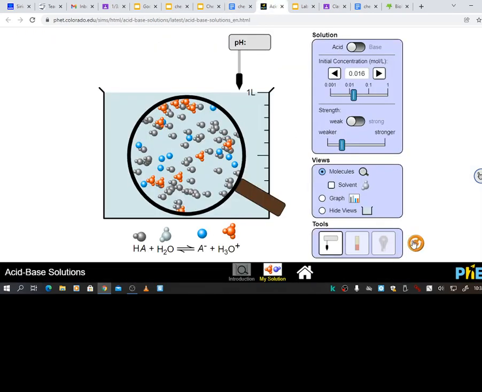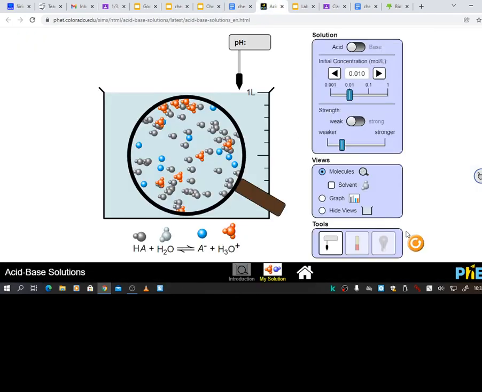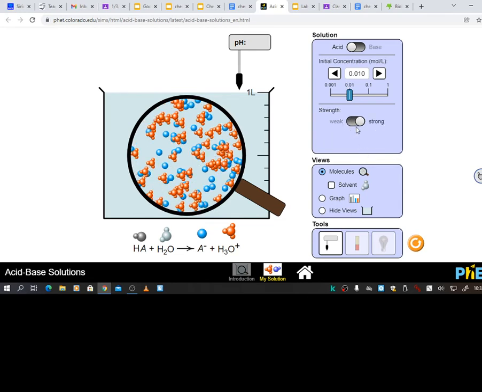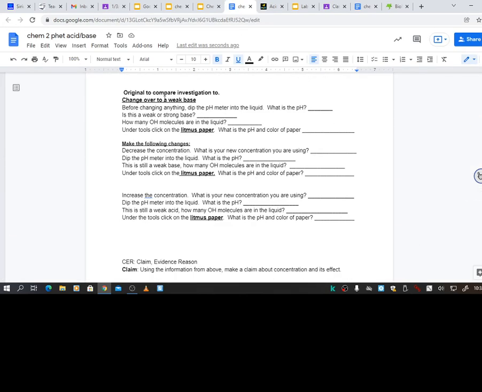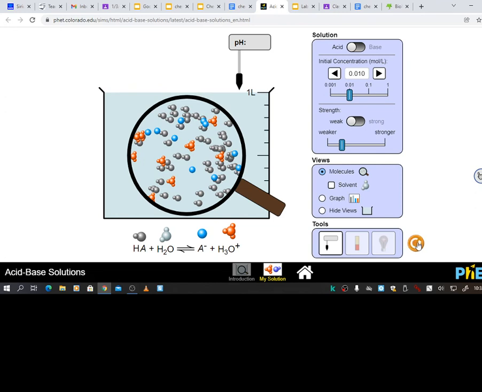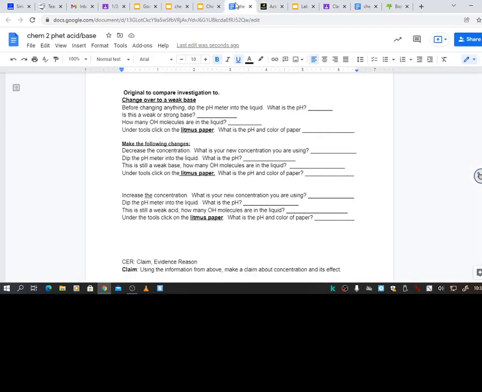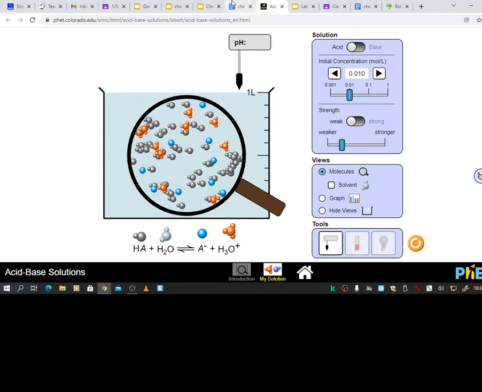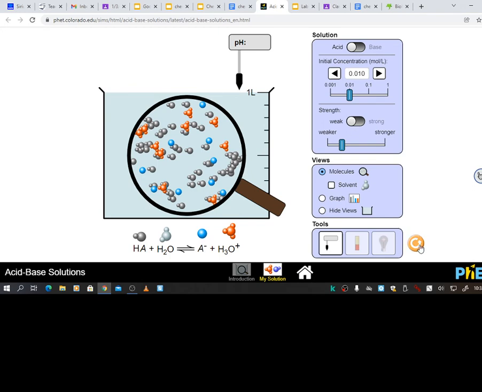When I go to the next thing, though, it says make the following changes. Every time I do this, I'm going to reset back to my normal. And now it says change from a weak to a strong acid. So I make sure it's reset, and I'm just going to go weak to strong. And I'm going to answer all those questions and do the CER. Now, when I go on this page, change over to a weak base. So I'm going to reset everything, and then I'm going to go to a base, and it's on weak. So now I'm on a weak base. Every time that I make the following changes, I want to make sure that I reset it, and I'm doing what I'm supposed to, like make sure I'm on a base. So when you reset, make sure you realize that it sets you back automatically to an acid.